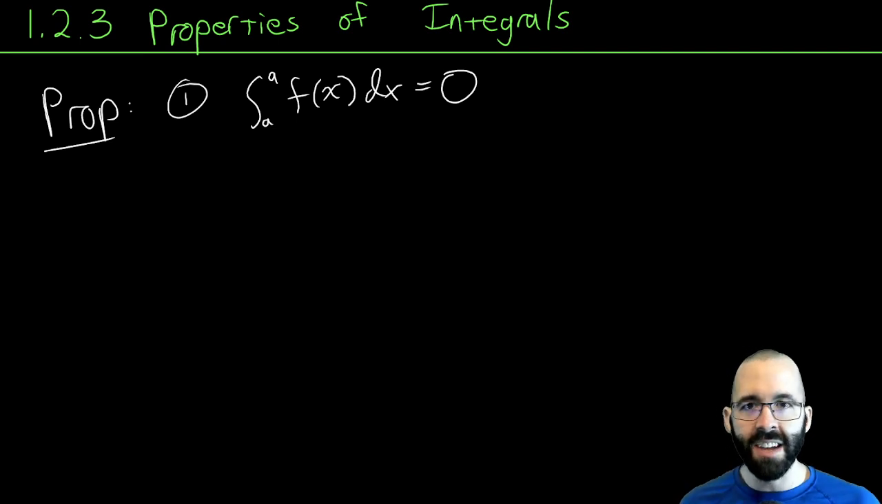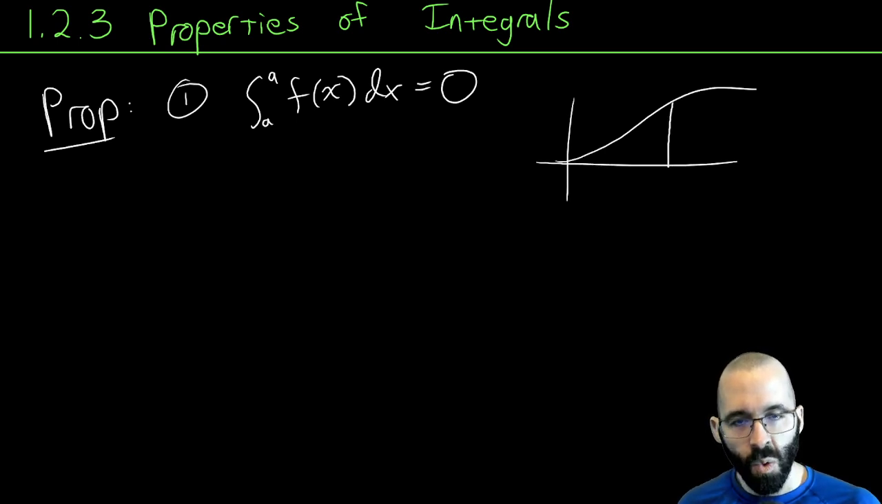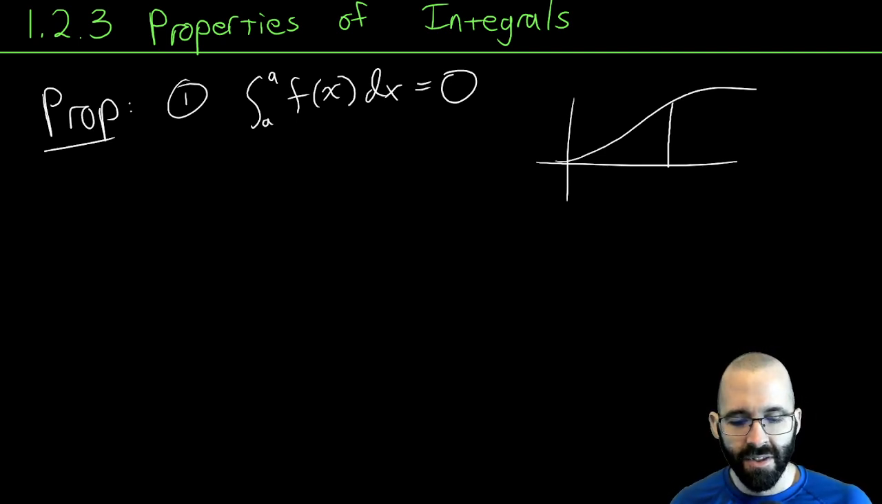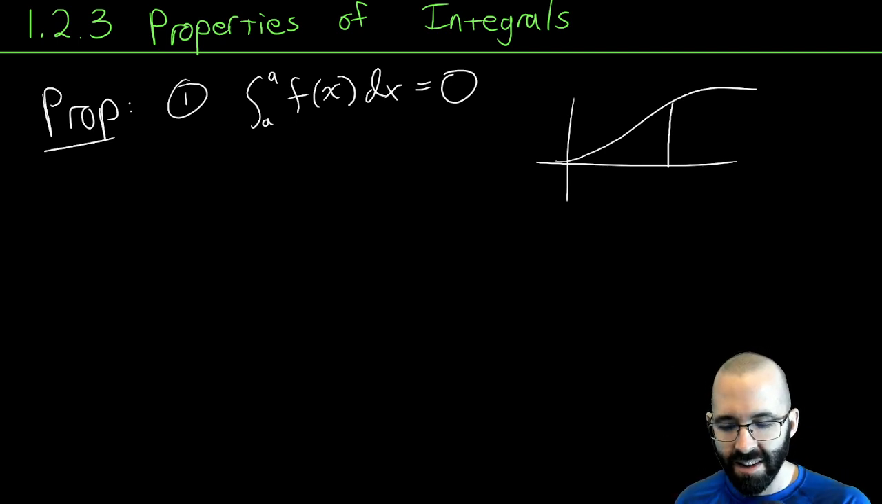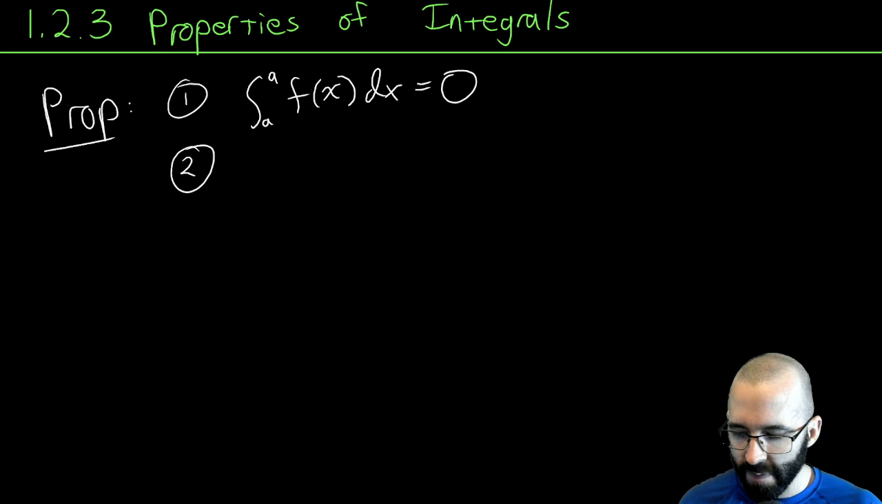Because the definite integral is area. So if I'm looking at a curve, and I'm saying, what's the area between 1 and 1? What's the area of this vertical line? Well, a vertical line is a one-dimensional thing. It has no area. The width is 0. There's no area here. It's infinitely tiny. That's what this first property is all about. We won't see that one too much, but we'll see it from time to time.